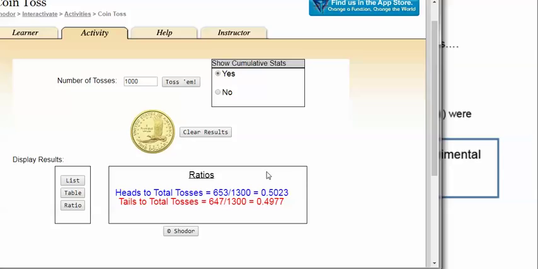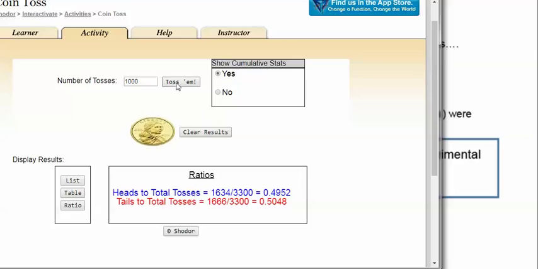All right, notice as I did 1,000 instead of 100, I actually got closer to the 50%, 50%. Let's see what happens as we do 2,000. All right, I'm getting closer. As we do 3,000. All right, very, very close. Do you see how we're getting very, very close to that 50% as I do more trials? We're doing more trials. We're getting closer and closer. Okay?